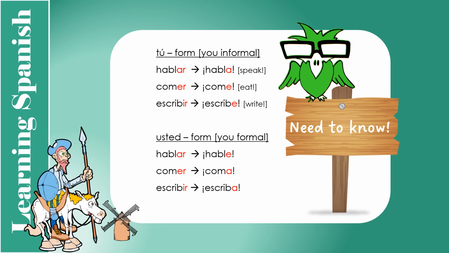And if you give a command to someone you address as you in the formal way, then the infinitive not just loses its final R, but with a verb ending in AR, the last A changes into an E, and with a verb ending in ER or IR, the last E changes into an A. Hablar, hable. Comer, coma. Escribir, escriba.